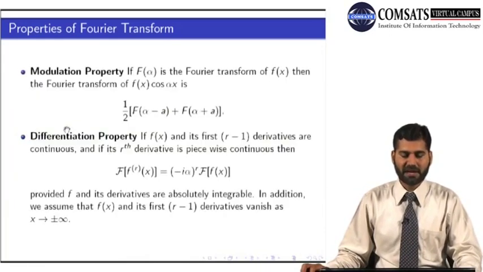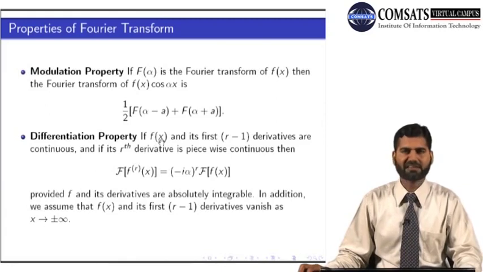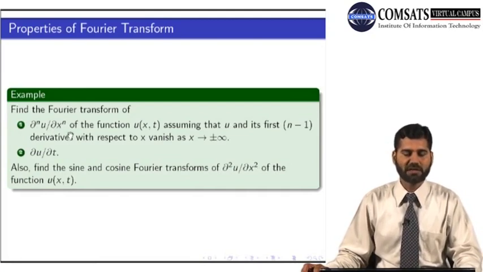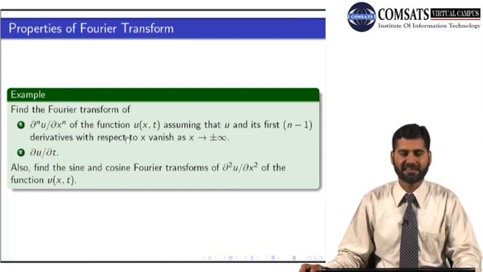Now it's very easy, because the derivative is with respect to x, right? Because you have function f(x), so derivatives are with respect to x. So this derivative with respect to x will give you (-iα)^n and the Fourier transform of u(x,t). That's it.